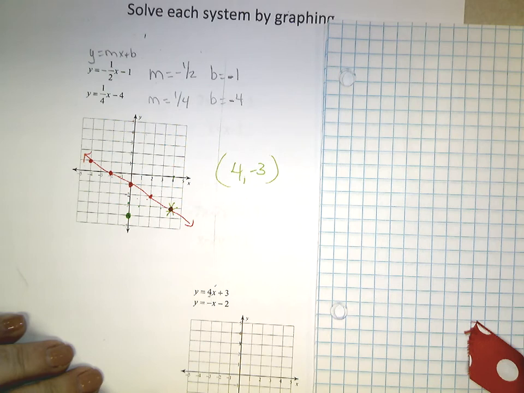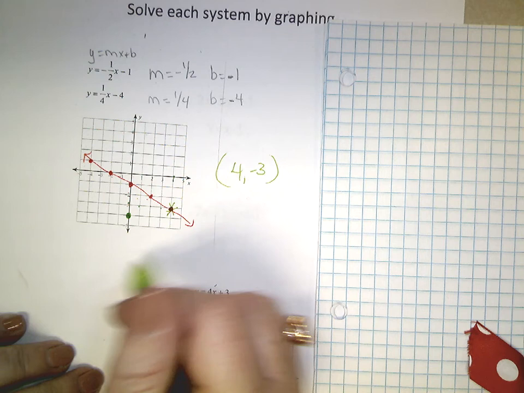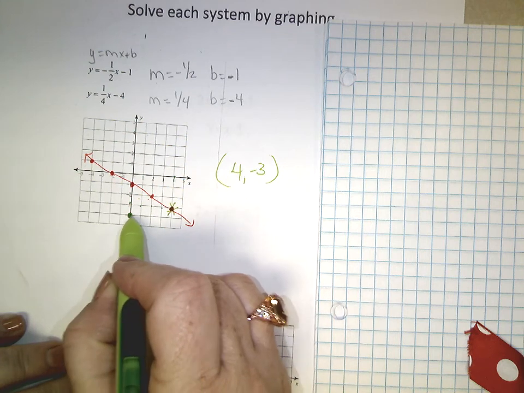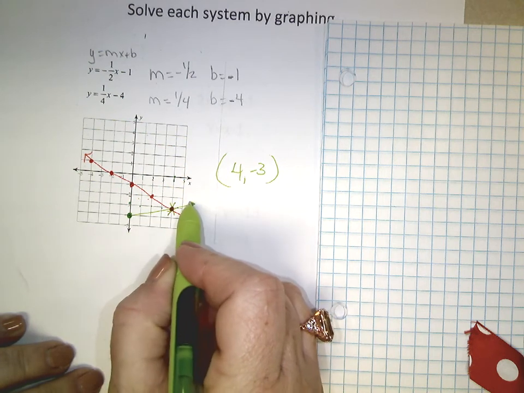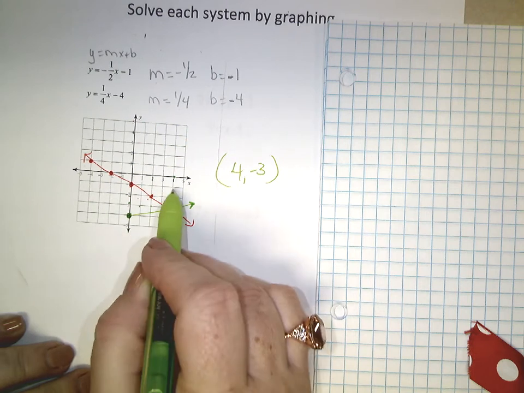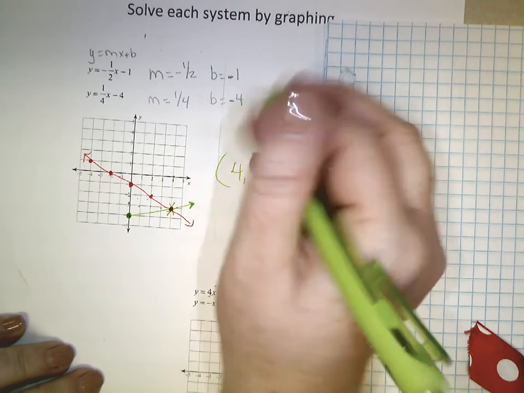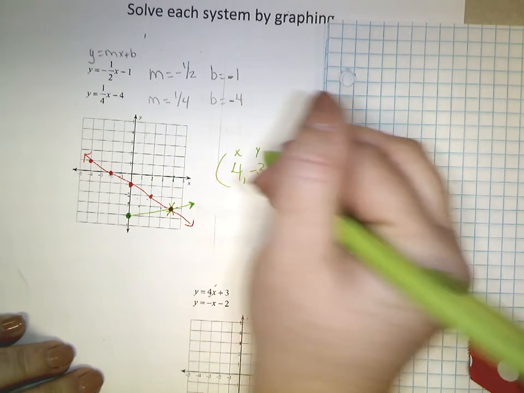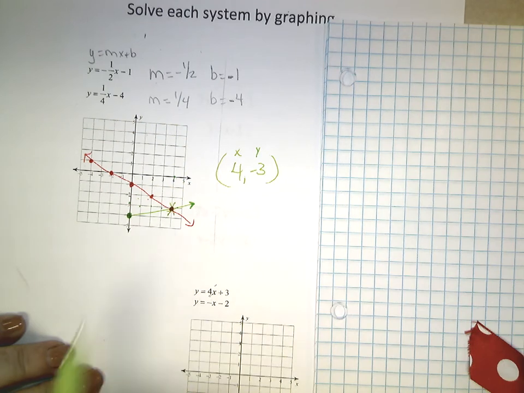Now remember, when we are solving systems, we are looking for the point of intersection. That is the solution. This is the prep work for that. Okay? So that is where they cross. So we go 1, 2, 3, 4, 1, 2, 3. So our x value is 4, our y value is negative 3, and that is their point of intersection.